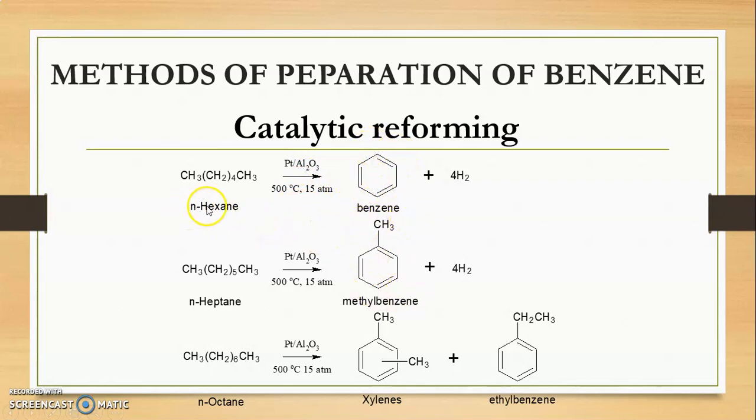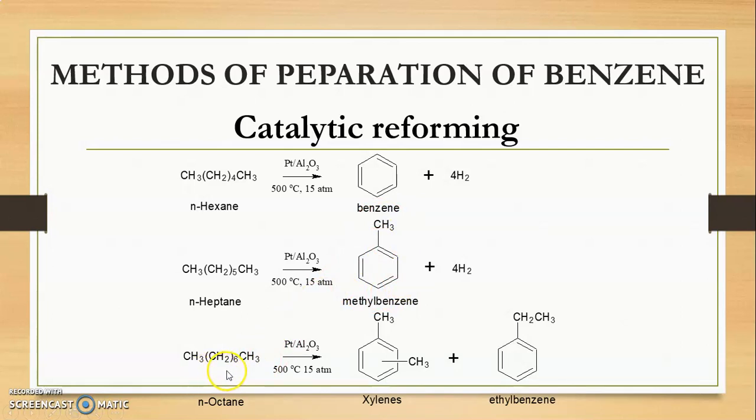For example, n-hexane is converted into benzene. Here, the first carbon atom is linked to the last carbon atom, which leads to the formation of benzene. So this reaction is also known as the cyclization reaction. In a similar way, n-heptane will be converted into methyl benzene, which is known as toluene. If we attach a methyl group to benzene, this is known as toluene.